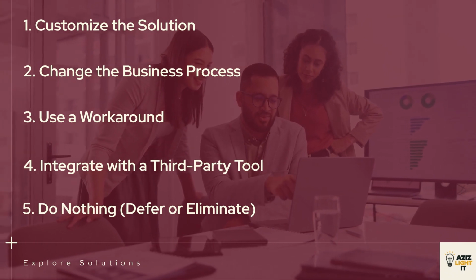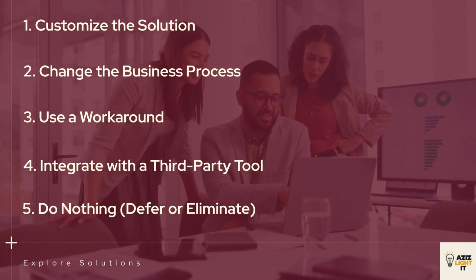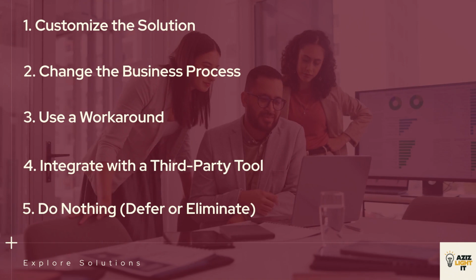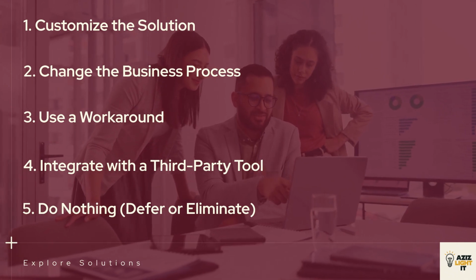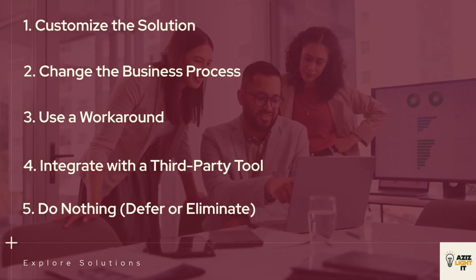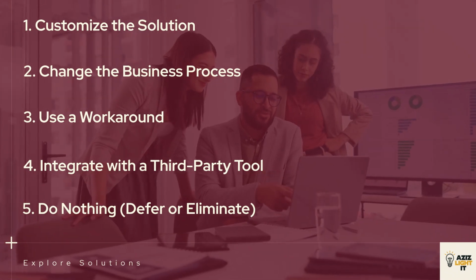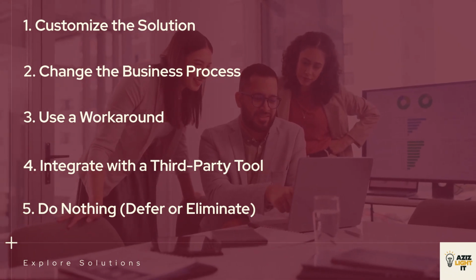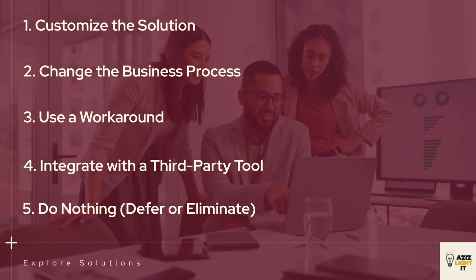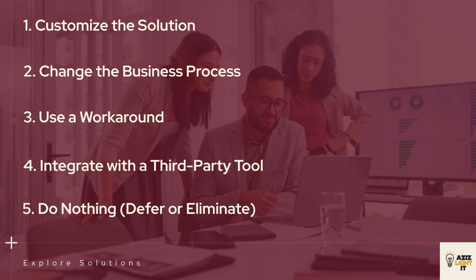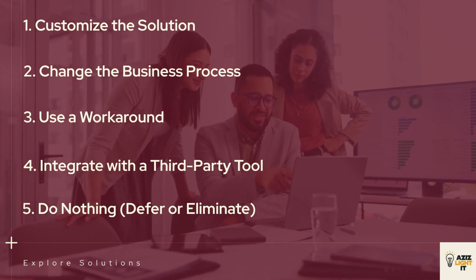4. Integrate with a third-party tool. When to use: if another system handles the function better. Example: use a dedicated HR system integrated with your ERP. 5. Do nothing, defer, or eliminate. When to use: if the requirement is outdated or no longer valuable. Risk: may cause user frustration later if expectations are not managed.